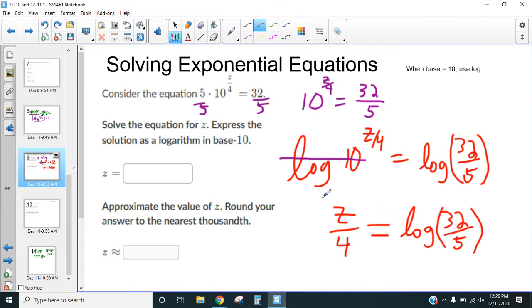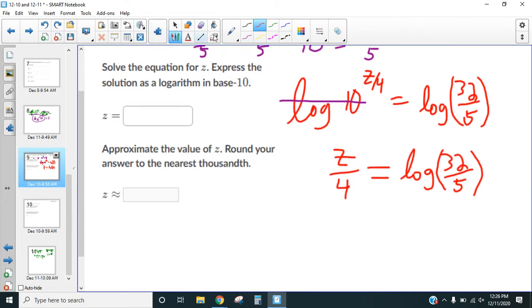What's the last step in solving this one? Because I have to isolate z. I have to do the inverse of dividing by 4. What do I have to do? I got to multiply by 4. So the last step is this. If I multiply both sides by 4, the 4 is gone on the left side. And this is what's left on the right side.